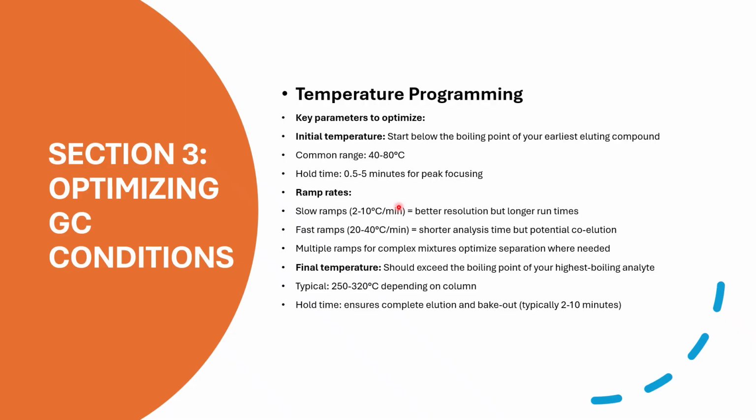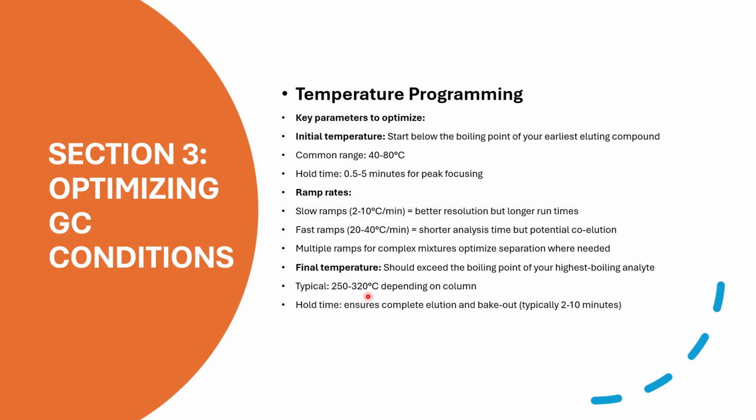Then coming to ramping rates. A slow ramp of about 2 to 10 degrees Celsius per minute is for better resolution, but it causes longer runtime. And fast ramps you can go about 20 to 40 degrees Celsius per minute. This will give you shorter analysis time but potential co-elution. Multiple ramps for complex mixtures optimize separation where needed.